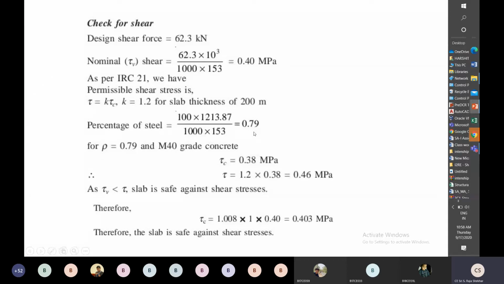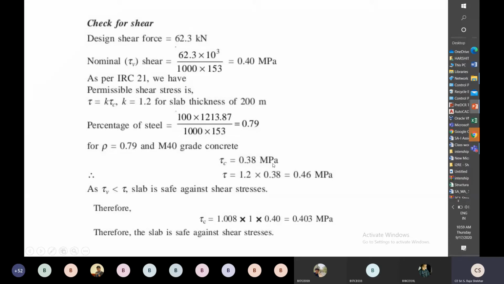Why am I calculating this percentage of steel? For the calculation of strength of concrete for that slab, percentage of steel and grade of concrete are required. Here percentage of steel is 0.79 and grade of concrete is M40. There is one table in IS 456 2000 or IRC 21. If you read from that table, you will get a tau c value of 0.38 MPa.